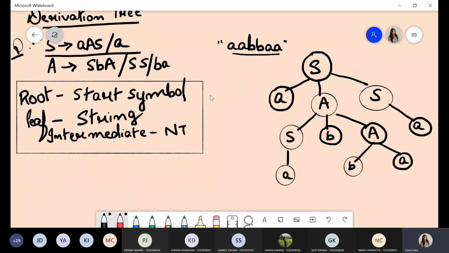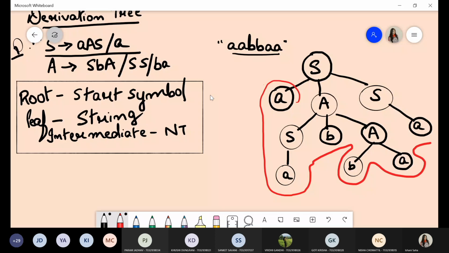So now if you see all the leaf nodes, they form the string. Yes, the leaf nodes form the string in a sequence, A. This is the string that I wanted. So this is how your derivation tree works.